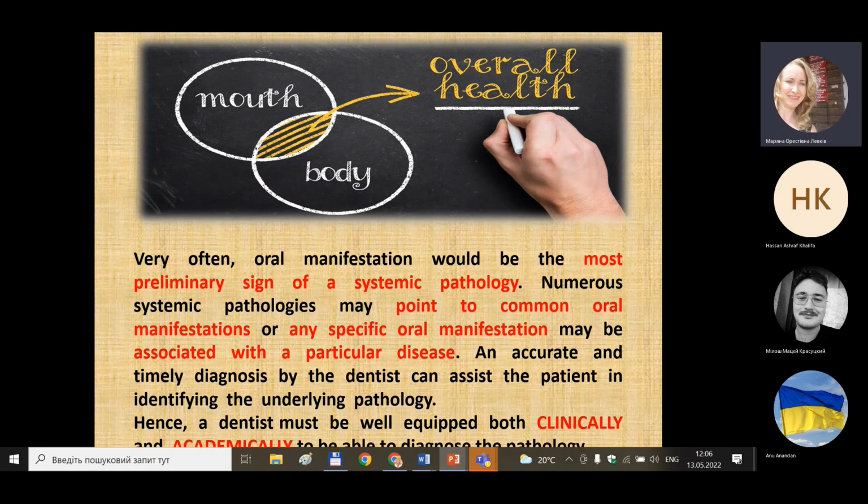In conclusion, it is worth saying that very often an oral manifestation would be the earliest sign of a systemic pathology. Numerous systemic pathologies may point to common oral manifestations, or any specific oral manifestation may be associated with a particular disease. An accurate and timely diagnosis by the dentist can assist the patient in identifying the underlying pathology. Hence, a dentist must be well equipped, both clinically and academically, to be able to diagnose the pathology.